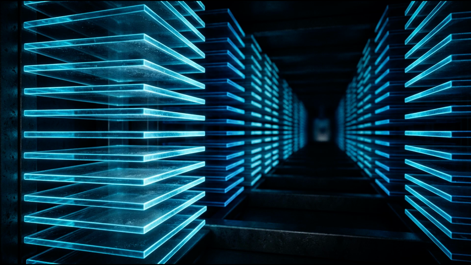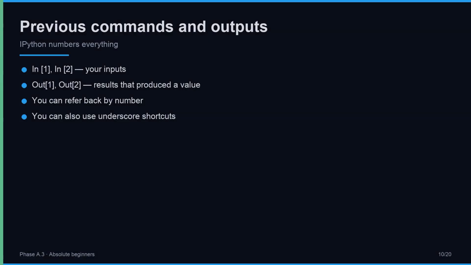Every input line is numbered on purpose. The session remembers what you typed and what came back. That memory is how you build longer thoughts from small experiments. Sit with the image briefly, then continue when you are ready. IPython numbers every input, In [1], In [2], and so on.